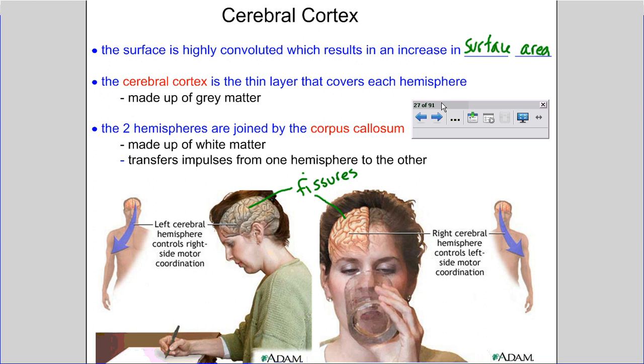Okay, we said the two hemispheres are joined by the corpus callosum. It is made up of white matter, and like we said, its job is to carry messages, carry impulses from one hemisphere to the other.